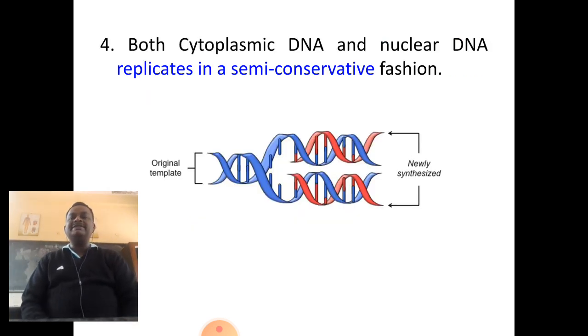Point 4 is both cytoplasmic and nuclear DNA show a common replication process called semi-conservative replication. Down in the picture, the blue color line indicates the parent or original template of DNA and the red color indicates newly synthesized daughter templates. So, both are retaining one strand of the parent and a new strand is synthesized. This is what we call semi-conservative replication.